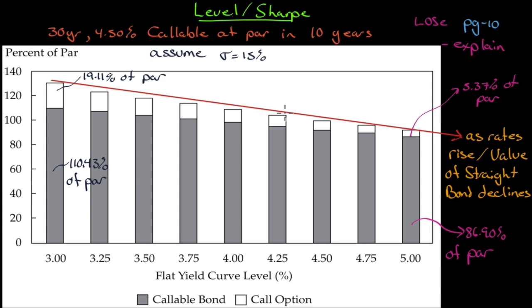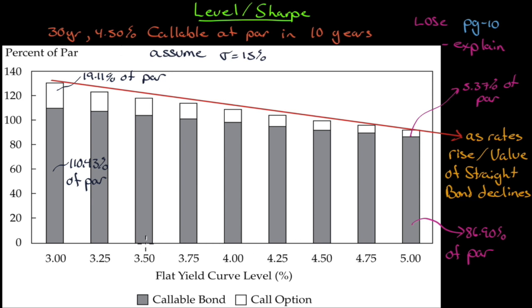At higher rates, is that bond going to be called? Well, probably not. The higher the rate that you get, this is a 4.5% callable bond, so at 5%, it's going to be below par. Look at the value of the call option here, represents 5.37% of par, while the callable bond is 86.9% of par. As we lower interest rates, suddenly it makes it more worth it for the company to start thinking about calling the bond, because then they can reissue another one at a lower rate of interest. They're paying 4.5.